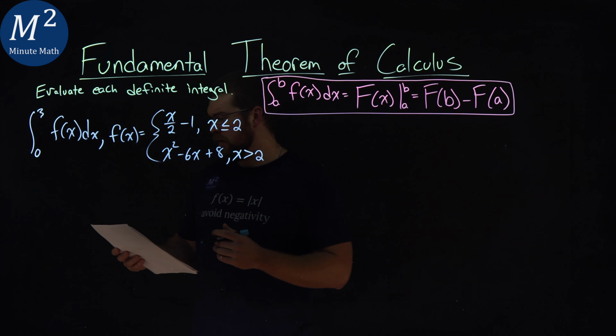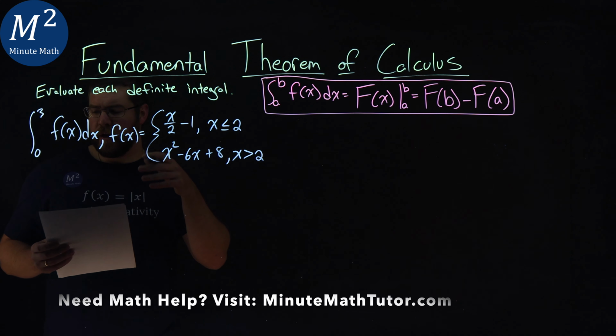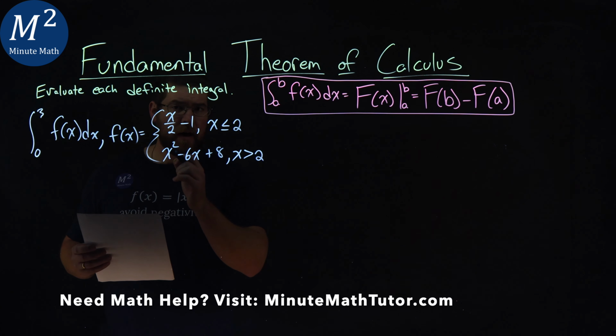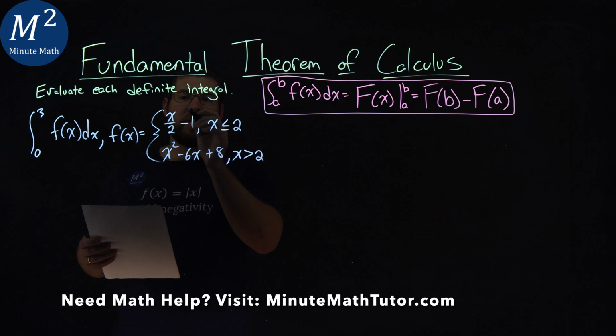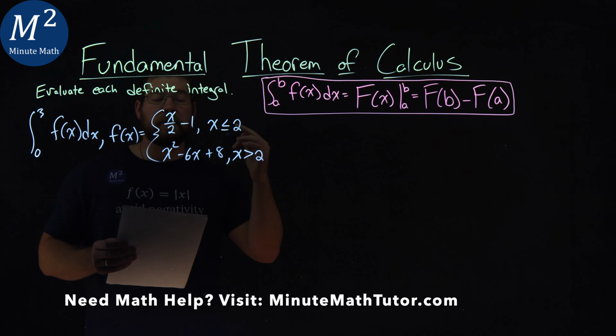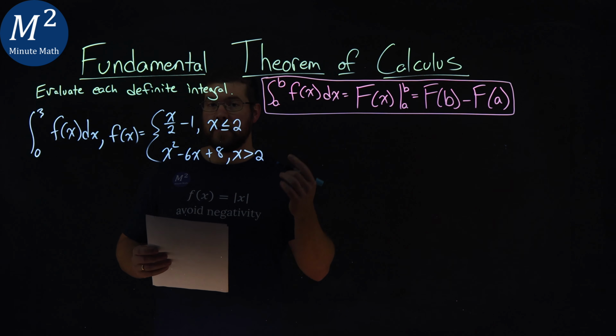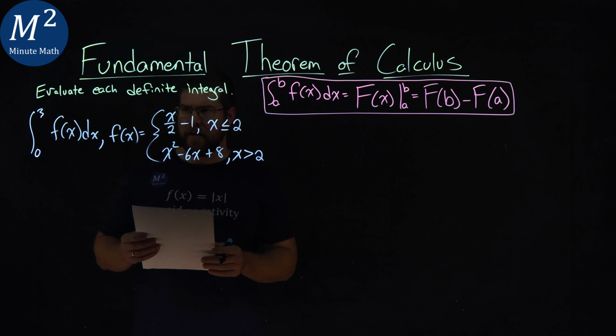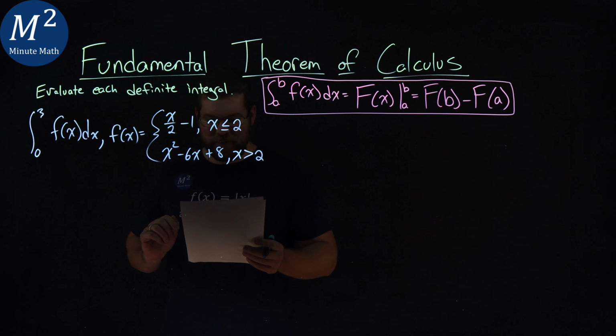We're given this problem right here, the integral from 0 to 3 of f of x dx. And our f of x is a piecewise function of x over 2 minus 1 when x is less than or equal to 2, and x squared minus 6x plus 8 when x is greater than 2. And we have to evaluate this definite integral.